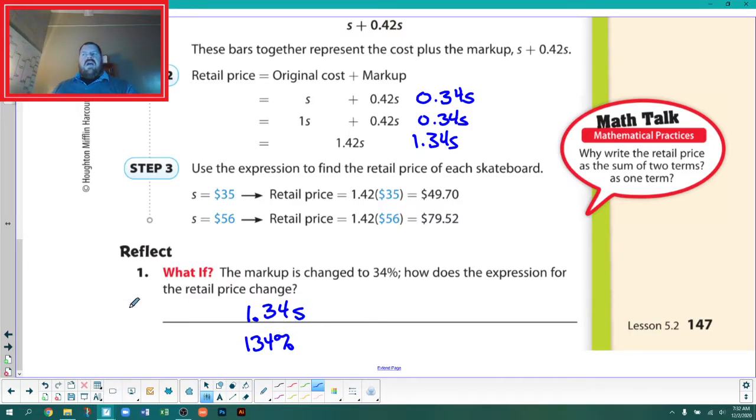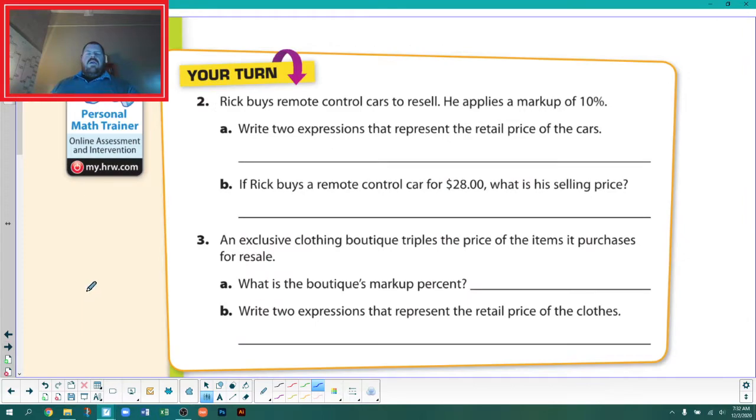Okay, and this happens all the time. I know it seems like, why would you sell it for that much more? It happens all the time. It's the way smaller companies make money off of bigger companies. Here it says Rick buys remote control cars to resell. He applies a 10% markup. Write two expressions that represent the retail price of the cars.